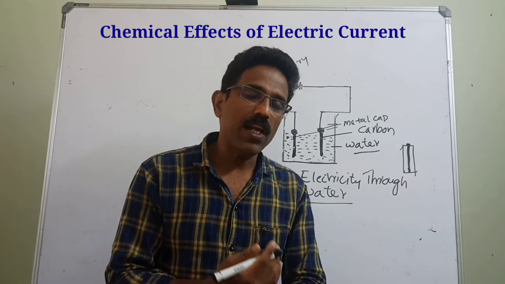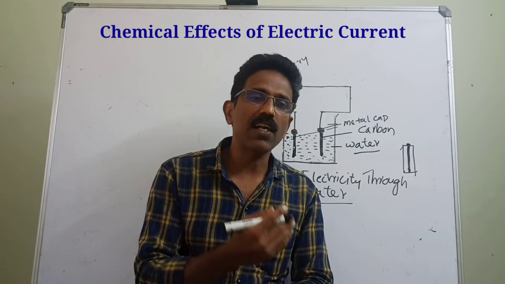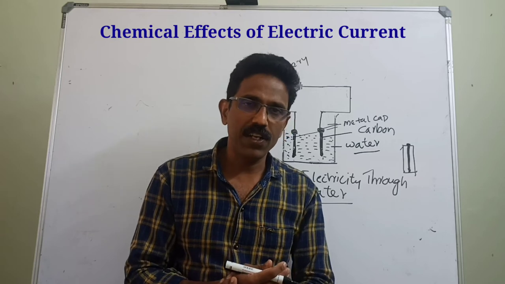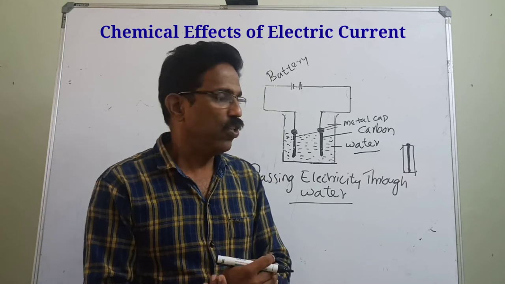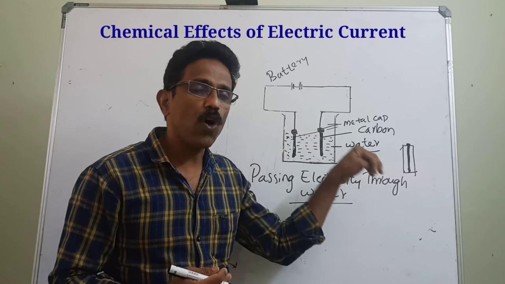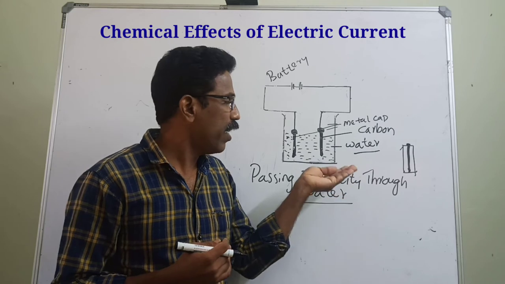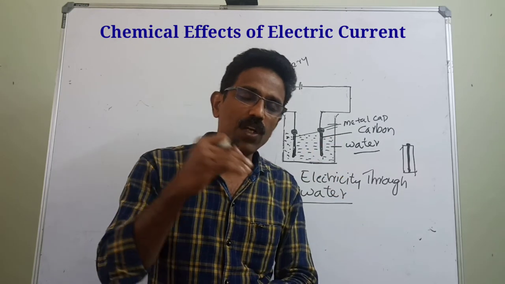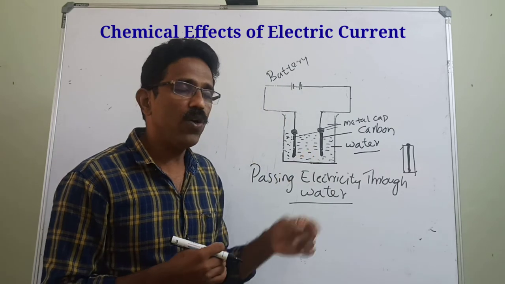But ordinary tap water, or the water that we get from the well, has a slight conductivity, because that water contains dissolved salt in it. Even though this conductivity is very low, to make this water a good conductor you can add a few drops of acids or salt into water. You can add a teaspoon of common salt, or even 2-3 drops of dilute hydrochloric acid, to make it a good conductor.